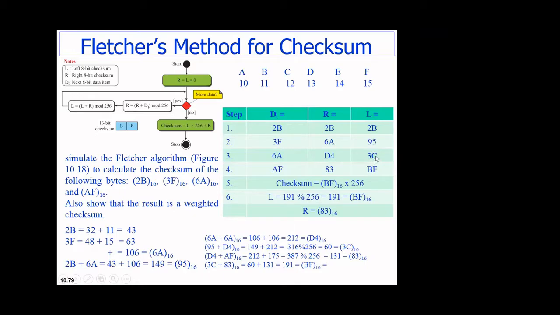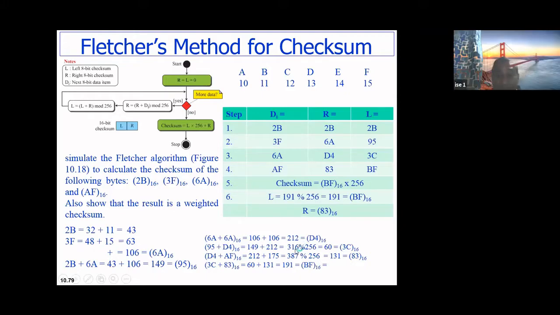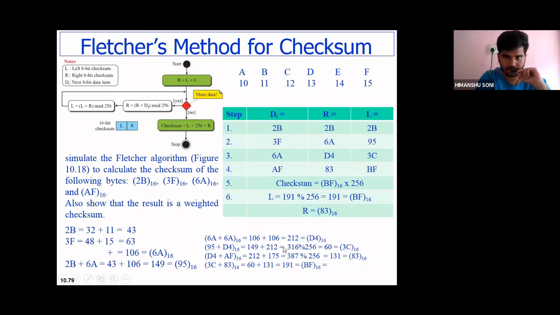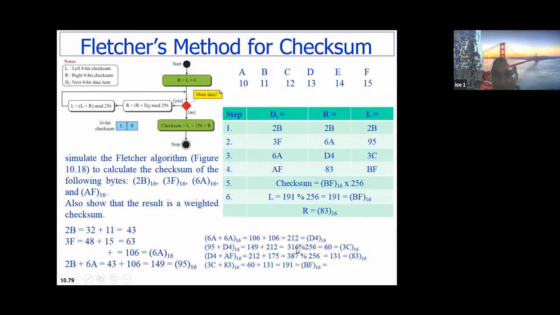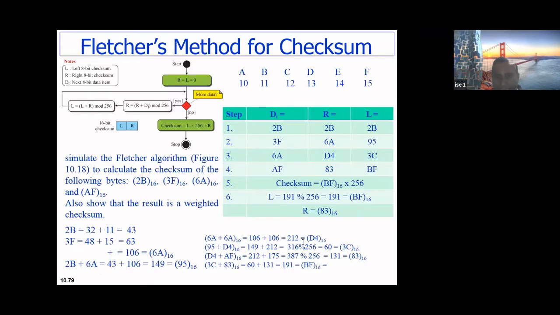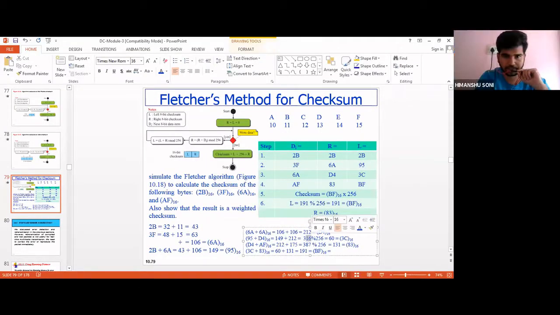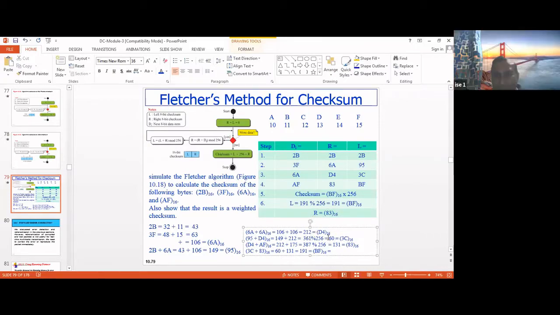Sir, 149 plus 212 is 361. Which one? 149 plus 212. This one, 361. How much is it? 361, not 316. So we have erred? We have done wrong? There is an error. Yes, there is an error. So here this should be 361. Now 361 divided by 256.